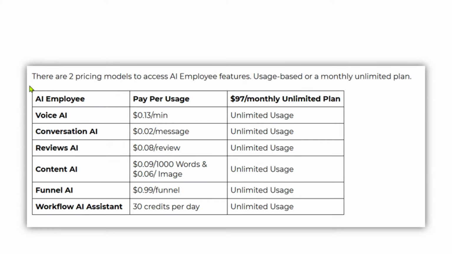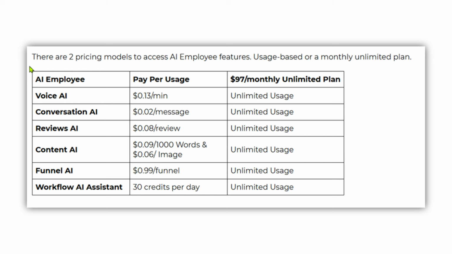All right, so let's go over the pricing. If you look at the table in front of you, there is the per usage charge associated with each. Voice AI is 13 cents per minute, conversational AI is 2 cents per minute, and review AI is 8 cents a review. Content AI, depending on words or image, is 9 cents or 6 cents, funnel AI is 99 cents per funnel, and workflow AI assistant is 30 credits per day.